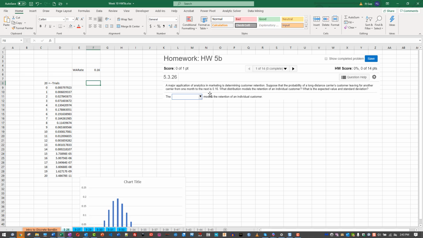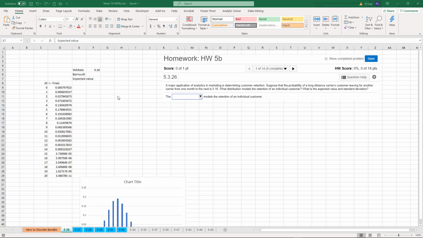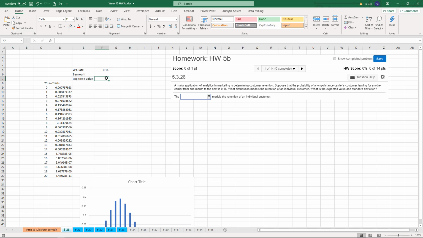What distribution models the retention of an individual customer? Okay, I'm going with Bernoulli. Okay, now we'll calculate the expected value. And the expected value would be, this is the walkaway rate. It's going to be equal to 1 minus the walkaway rate is the retention. It's just simply that, 0.84.